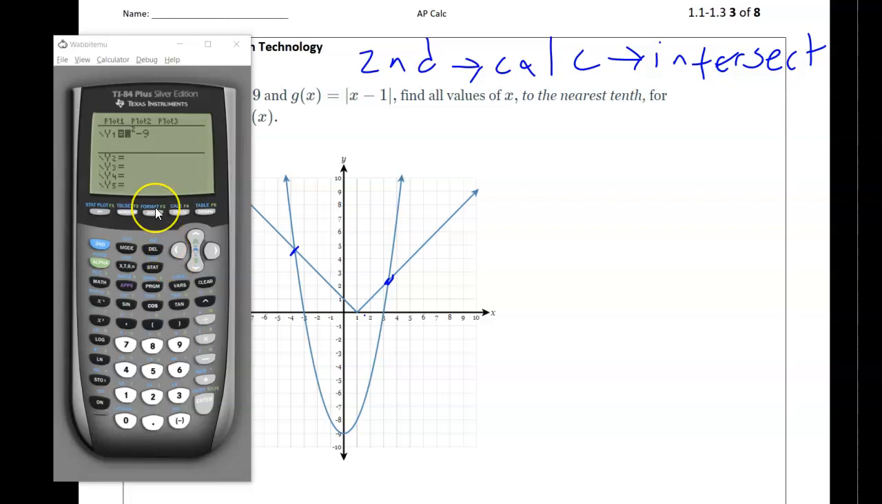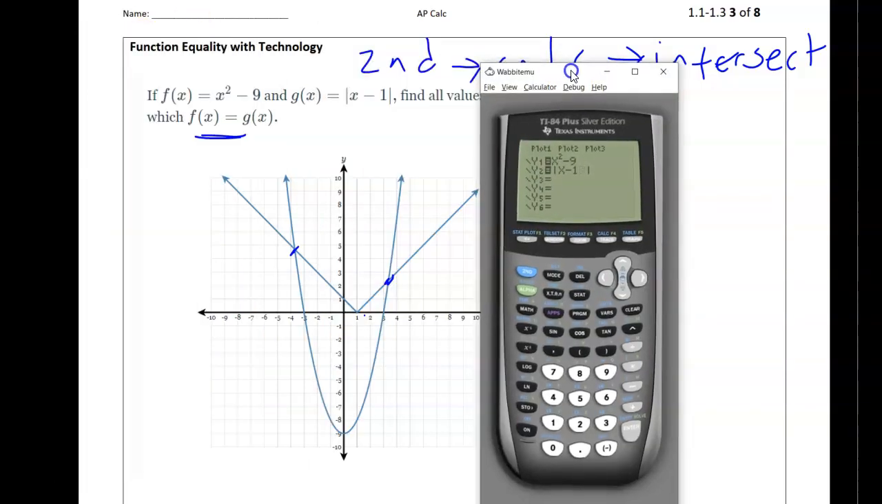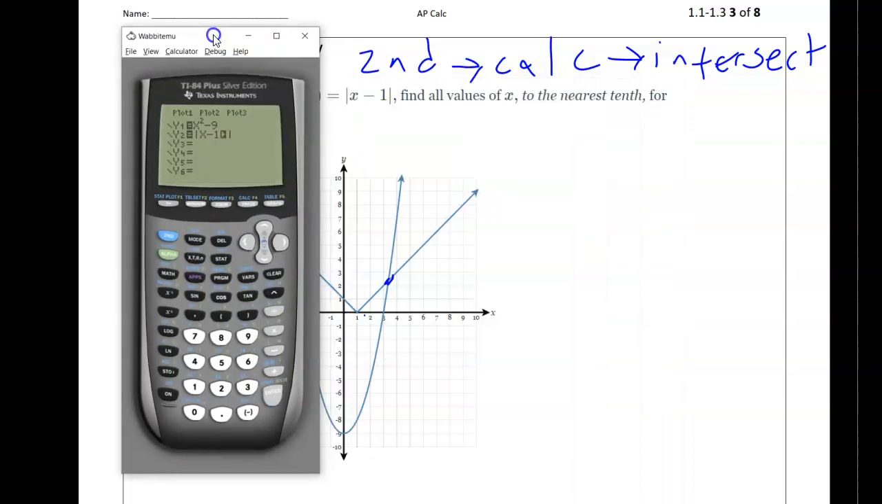I already graphed my x squared minus 9. I'm going to click down to y2 now and graph my second curve, which is an absolute value function. So remember, that's the math button, and then under numbers, the first option, ABS, and that has x minus 1 inside of it. So there's my 2 functions. I can double check that they're correct. They do match, right? f and g.